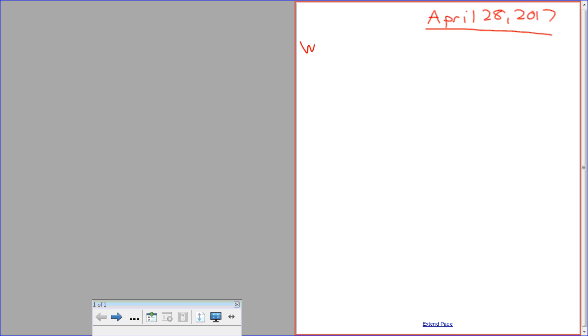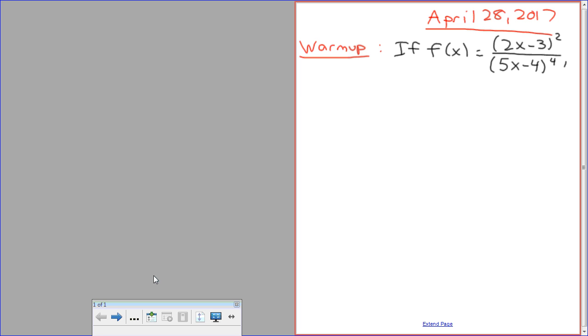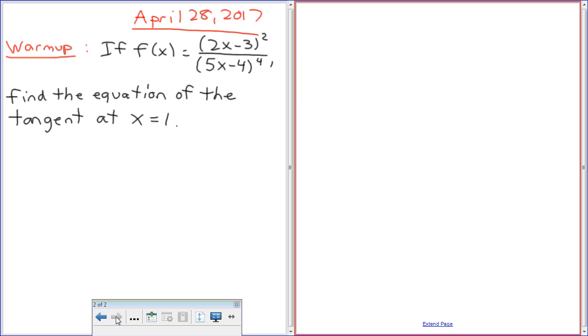All right, our warm-up says, find f prime of x, where f of x equals (2x minus 3) squared all over (5x minus 4) to the 4th. Find the equation of the tangent at x equals 1. I'm going to even go to the next page to start this one because I know it's going to be a mess.